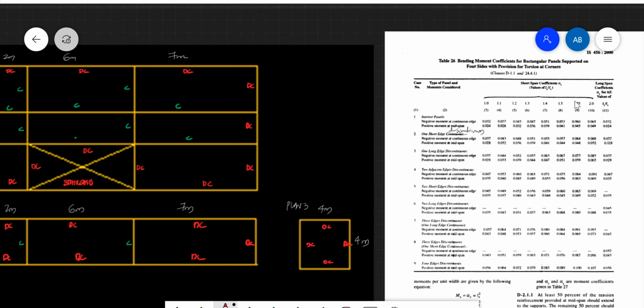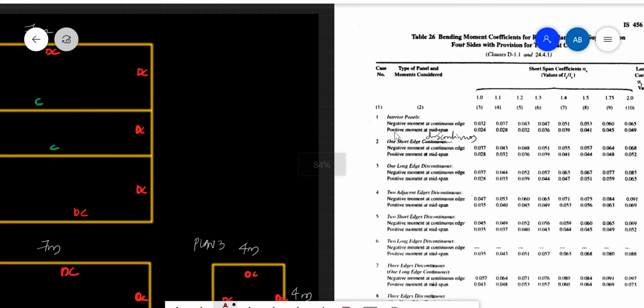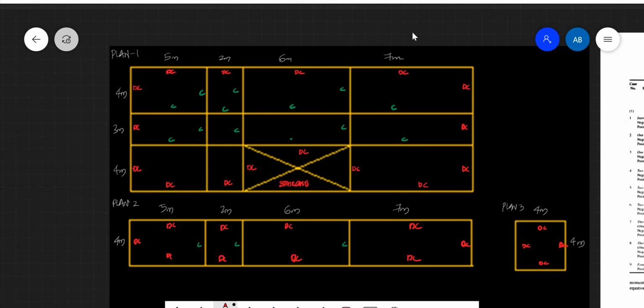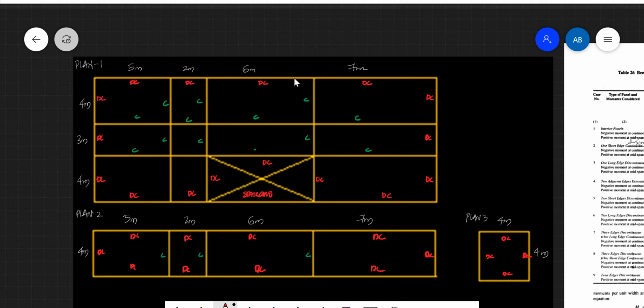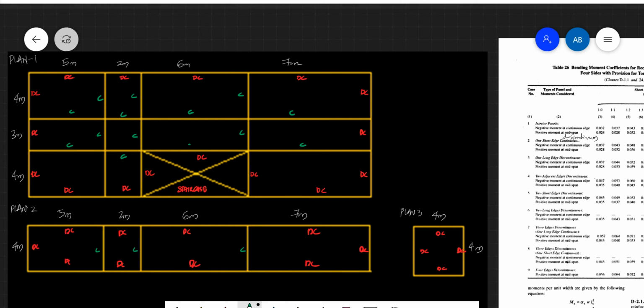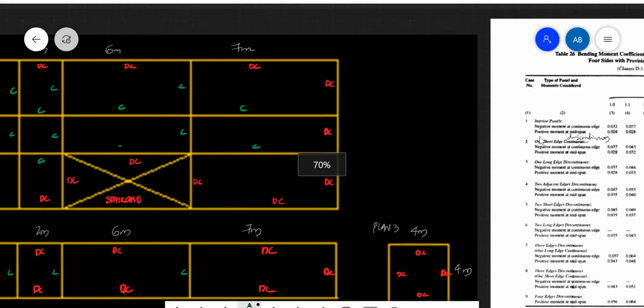If you see the first one, see interior panel. Interior panel means what? All the 4 edges will be continuous, right? So interior panel means all the 4 edges will be continuous. So this is also continuous. The first one I could say is interior panel. You can see here there is interior panel.